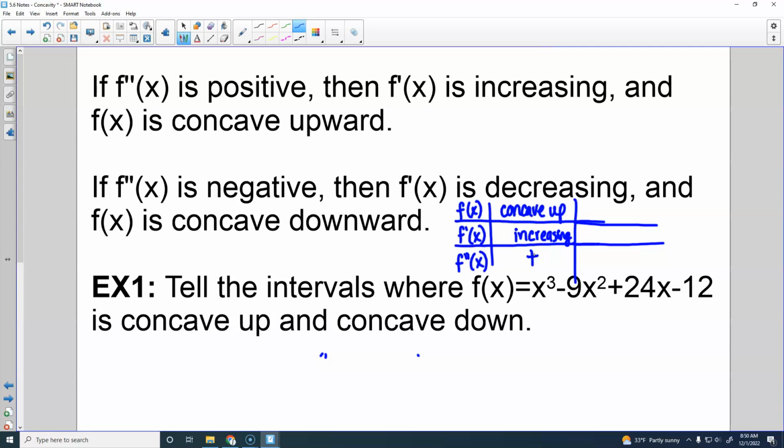So for concave down, if my function is concave down, that means the derivative is decreasing. And if a function is decreasing, its derivative has to be negative. So the second derivative would be negative.